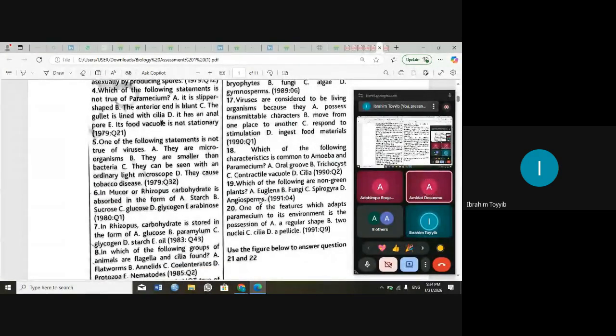They cannot move from one place to another, respond to stimulation, or ingest food. So they possess transmittable character. That's the answer.